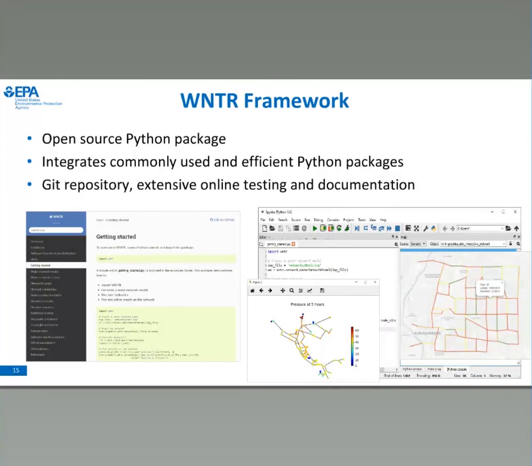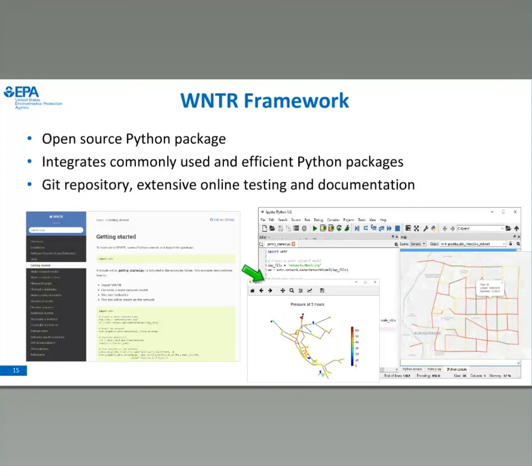So a little bit more background on the WNTR framework. It is an open source Python package that is freely available to download and use and modify as necessary. It integrates commonly used and efficient Python packages that are also open source and freely available, such as those that enable the display of graphics and numerical analysis packages that are available as well.